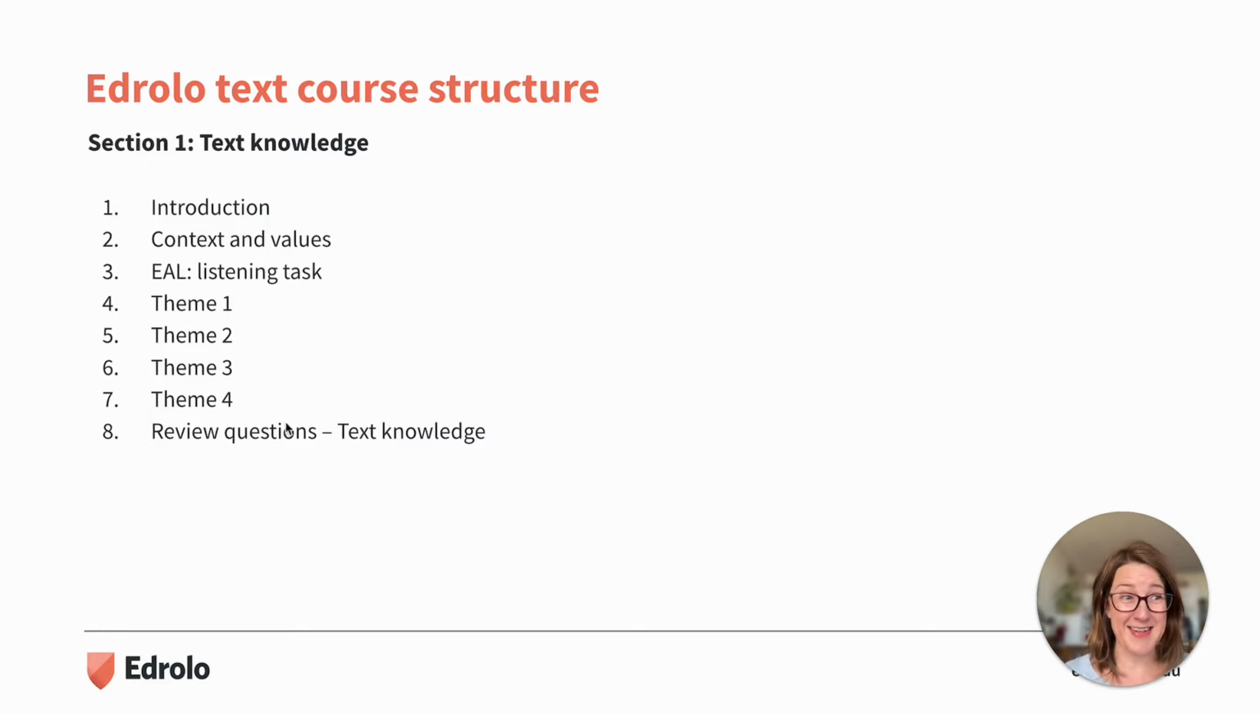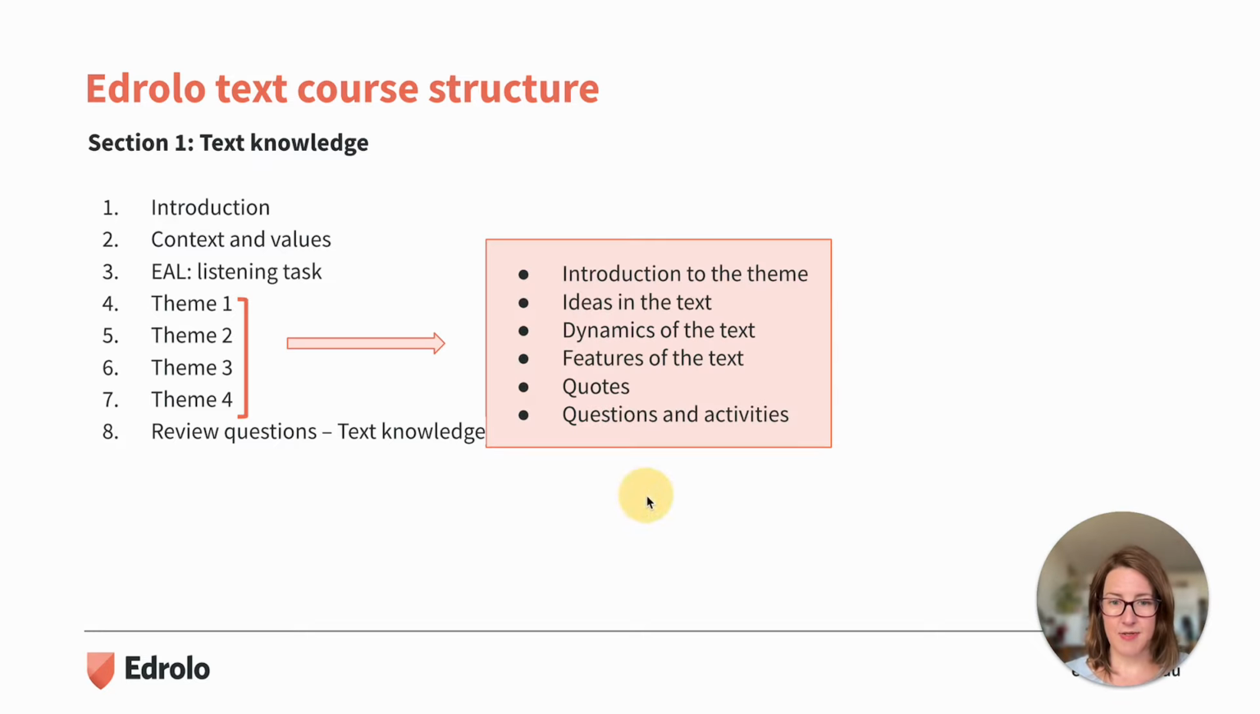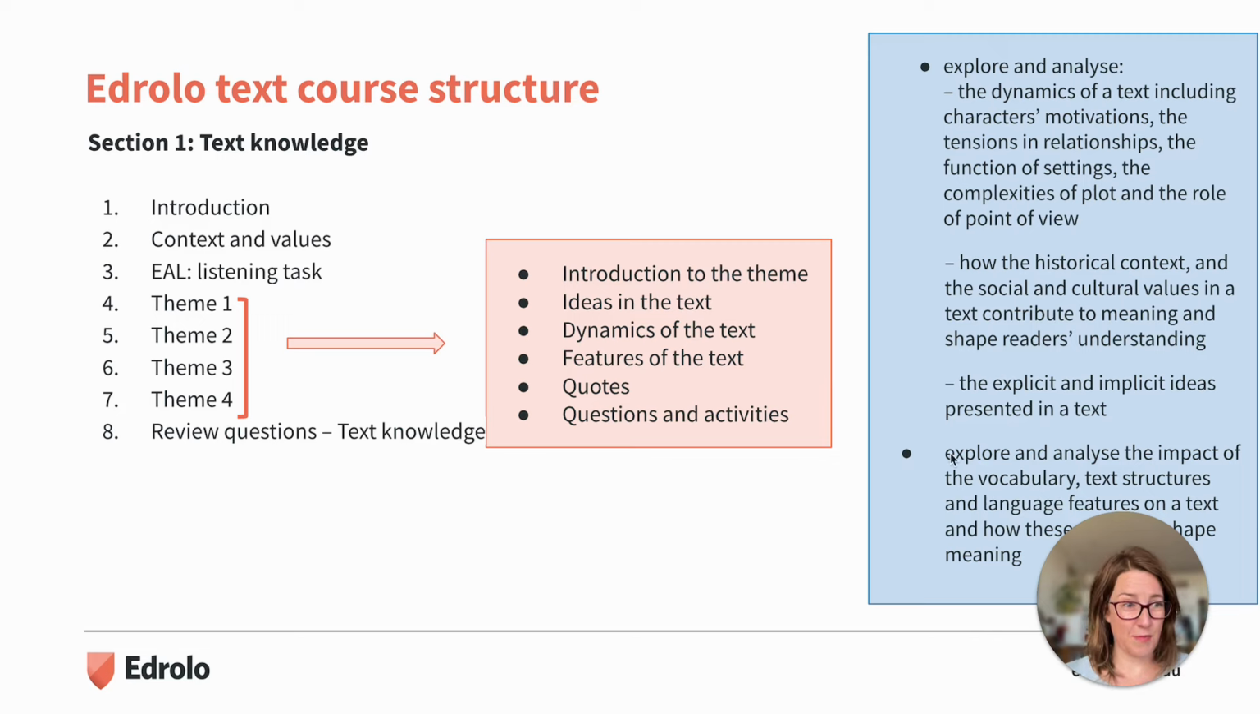More on this later. So each of our themes lessons is structured in a particular way, with an introduction to the theme and then covering the ideas in the text, dynamics of the text, features of the text, relevant quotations, questions and activities. And all of these are done through the lens of each relevant theme. So I'm sure you'll have identified also that these link explicitly to the new dot points over here.